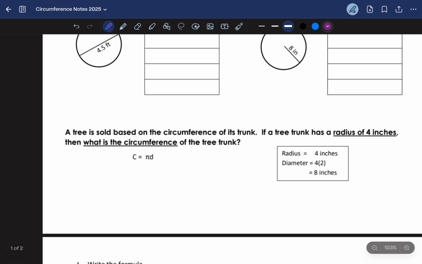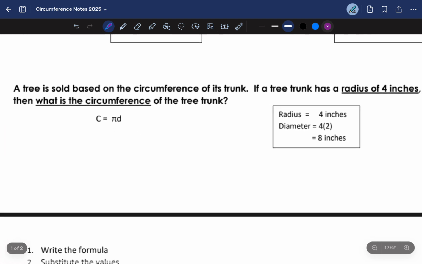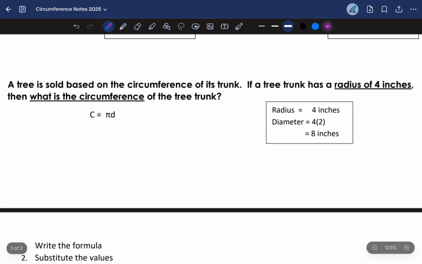Okay, let's take a look at this word problem. We're going to skip the next two and go straight to the word problem. It says a tree is sold based on the circumference of its trunk. If a tree trunk has a radius of 4 inches, then what is the circumference of the tree trunk? We can use the information given to us. If we look at this box, it says the radius is 4 inches, and for the diameter, you just do 4 times 2, which gives you 8.